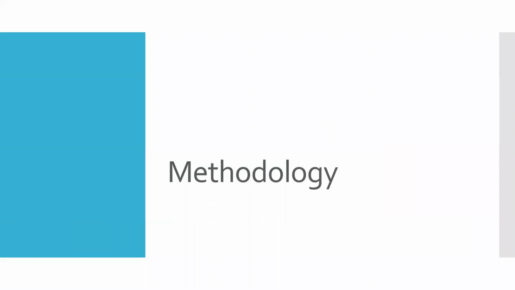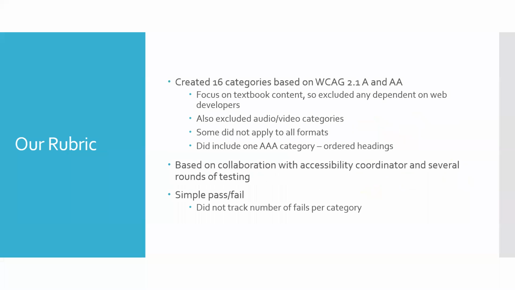So the methodology for our project, we started with creating a rubric based on WCAG. And we determined that we would use the newest one, WCAG 2.1. It's not always the most commonly used, but there were a lot of really important updates nowadays for people. And we decided we wanted our books to meet level AA, which means they also must meet level A. We only had 16 categories, which, if you're familiar with WCAG, is pretty small. WCAG is much bigger than 16 categories. But for various reasons, we decided that's what we were going to focus on.